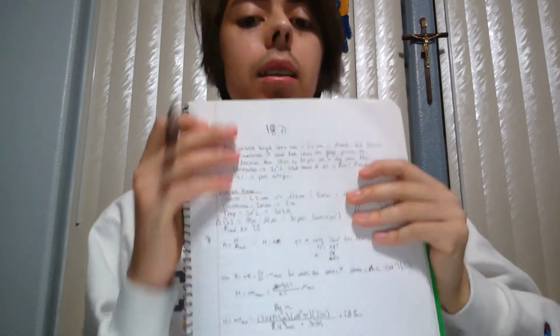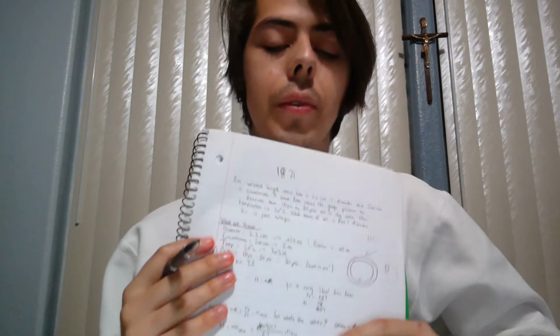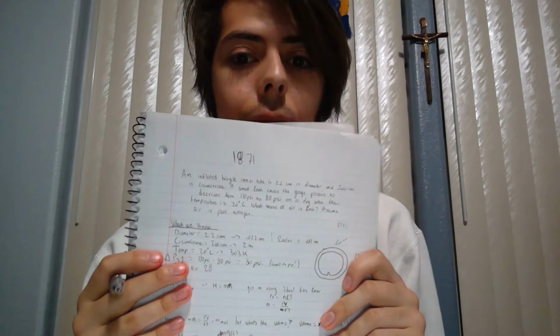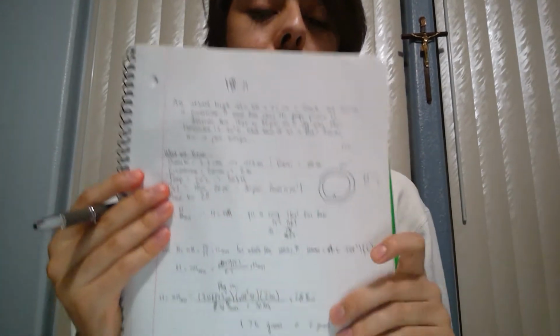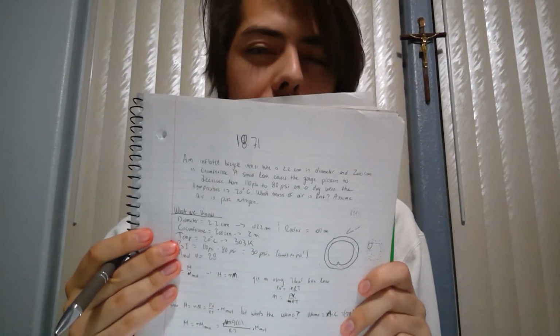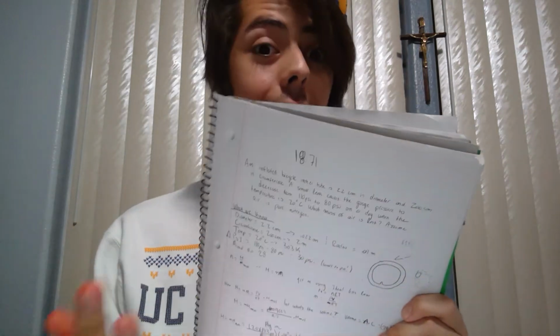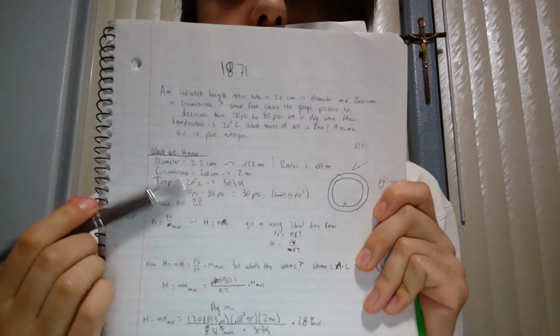So the air is pure nitrogen, which means that we have to know the molar mass of nitrogen, which is given to us as 28 grams per mole. Anyways, here's how we're going to do the problem. We're finding the mass of air lost, right? Because the air leaked out, so now there's a different amount of air.